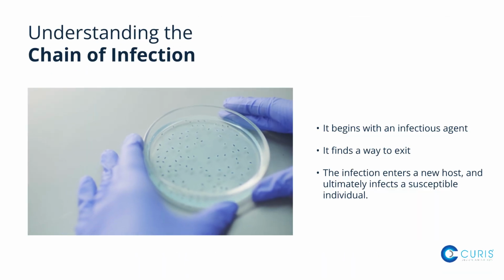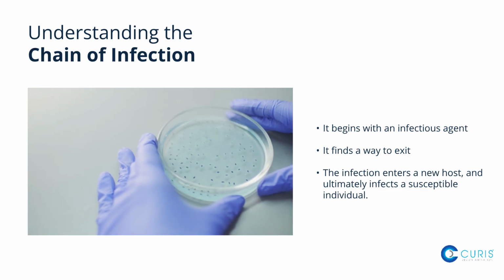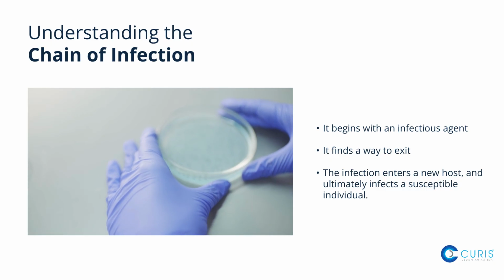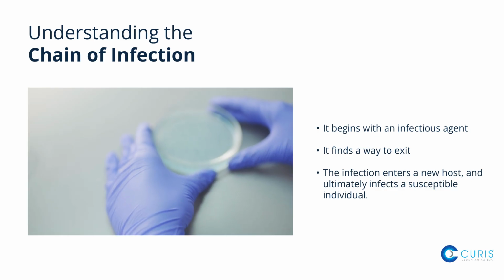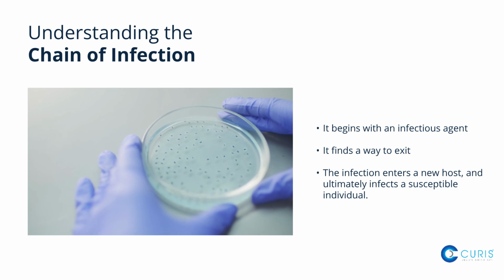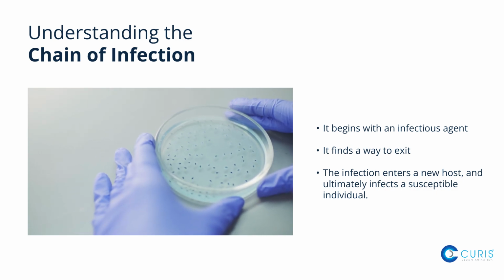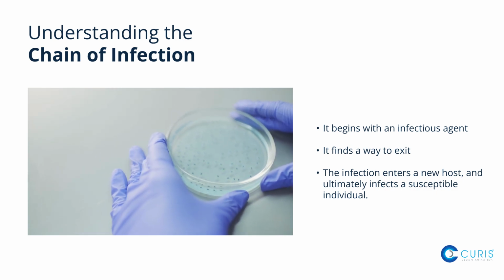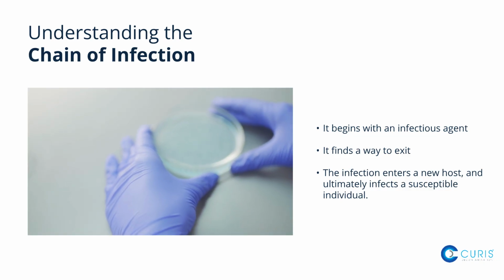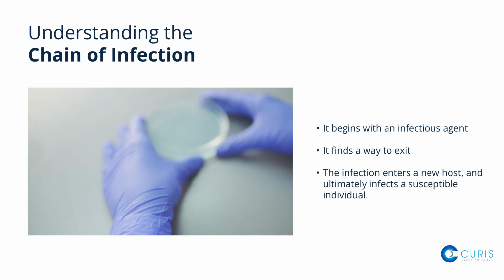Infection spreads through a predictable sequence known as the chain of infection. It begins with an infectious agent, a bacteria, virus, fungus, or parasite. That organism lives within a reservoir, finds a way to exit, travels through a mode of transmission, enters a new host, and ultimately infects a susceptible individual. Every infection follows this pattern, and every contamination control strategy is designed to interrupt it.